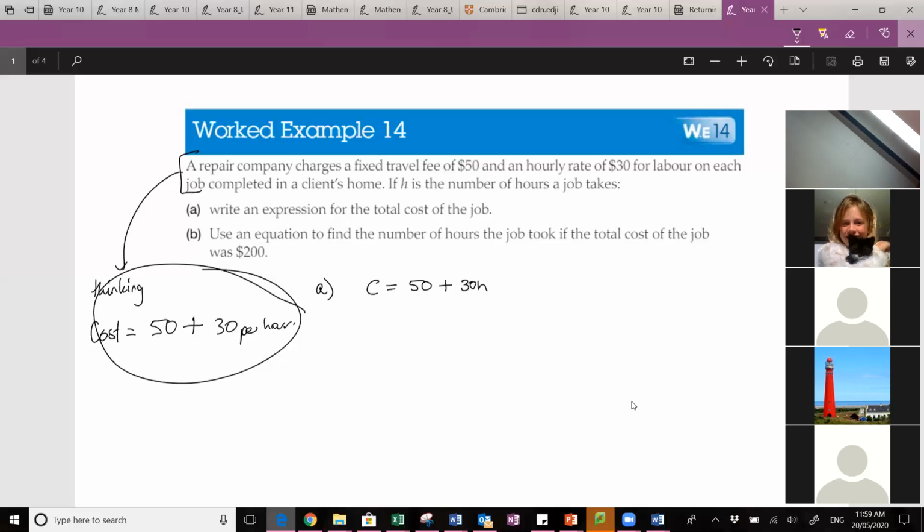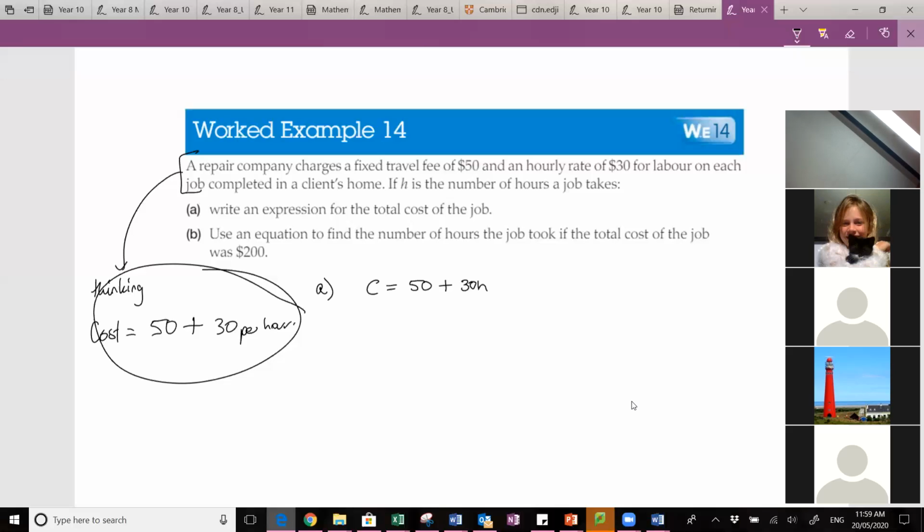Now, technically, they asked for just an expression, which means no C on the front. But I think that's a good thing to start with to get you into the habit of that. So the next bit of the question says, if it costs $200, how many hours was that? So if we say, if C equals 200, find H. So that's our question there. So what we do is we substitute the 200 into the equation, and we go 50 plus 30H.